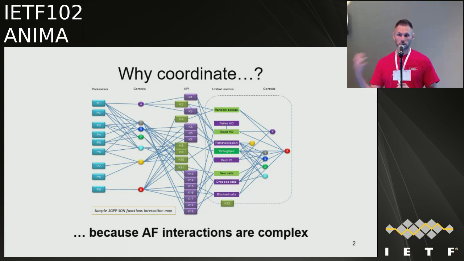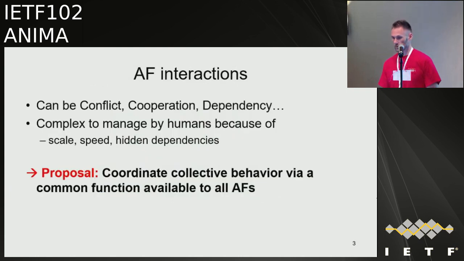So imagine that you can scale it by 1,000 instances. So those interactions are quite complex. So we want to have non-human interventions to coordinate. Next slide, please. So different types of interactions.